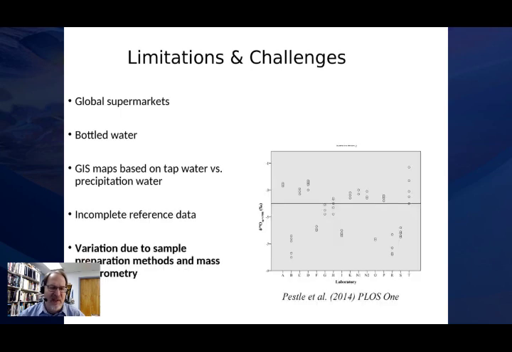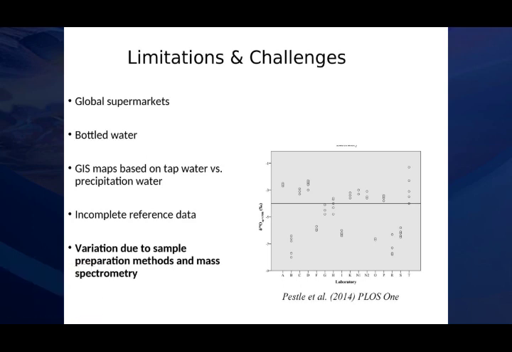And we also have to acknowledge that how we prepare our samples and how we run them on mass spectrometers can actually affect the results. This is a study by Pestle and colleagues from 2014, published in PLOS One. And you can see there's 20 different laboratories that analyzed the same femur sample. So it's all the same bone. And each lab analyzed 5 pieces of bone from that femur.